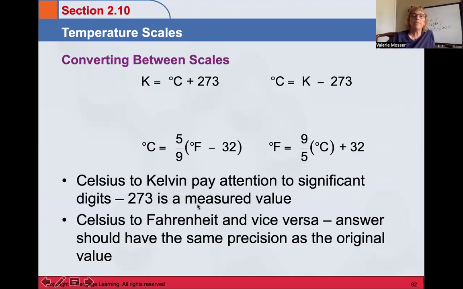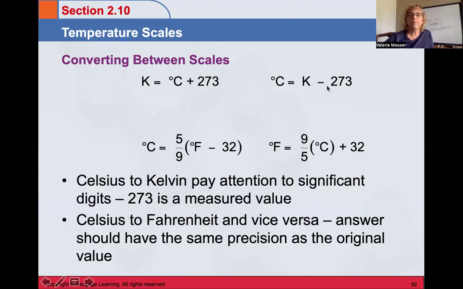When you do Celsius to Fahrenheit, your answer should actually have exactly the same precision at the beginning and the end. And we'll do examples of these so you can see what I'm talking about. So your precision can change when you do Celsius to Kelvin because all you're doing is moving from one scale to the next with the same size of degree. But when you do Celsius to Fahrenheit, you have to pay attention to the precision because none of these are measured values. The 32 isn't measured and the size of the degree is not measured.